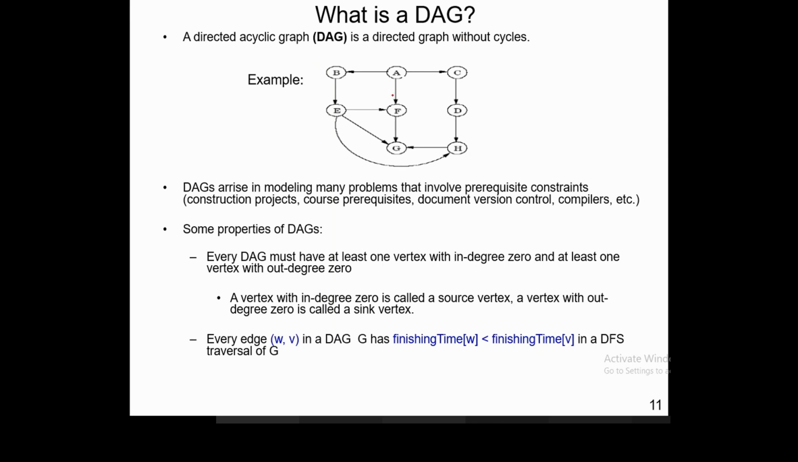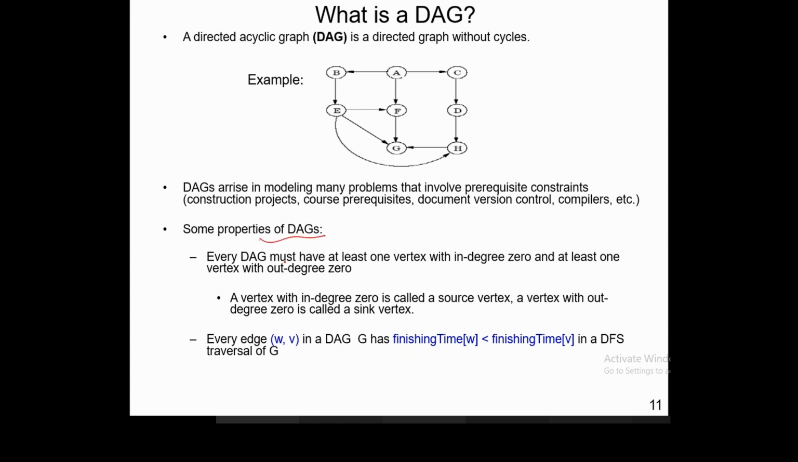If there is a cycle, what happens? There will be a conflicting situation, like B is dependent on A, E is dependent on B, and F is dependent on E, and suppose A is dependent on F. So no task can be started because each and every task is dependent on another task to complete. DAGs arise in modeling many problems that involve prerequisite constraints, like construction projects, course prerequisites, document version control, and compilers.